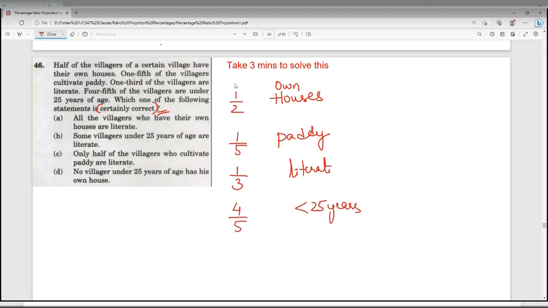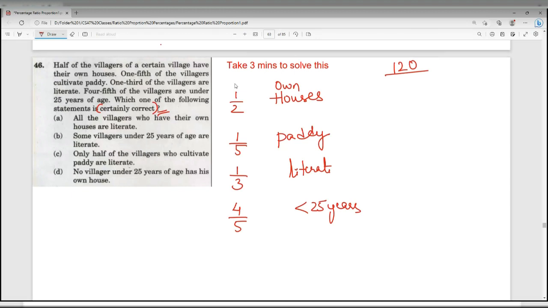So they have not given the total number of villagers. Normally I would have taken 100 as the total, but since I could see 3 here, 100 by 3 would be 33.333. So I want to eliminate the possibility of having a decimal number of literate people. So instead of 100, I would take something which is a multiple of 3, a multiple of 5 and also a multiple of 2. For convenience, let me take it as 120. So let the total number of villagers be 120.